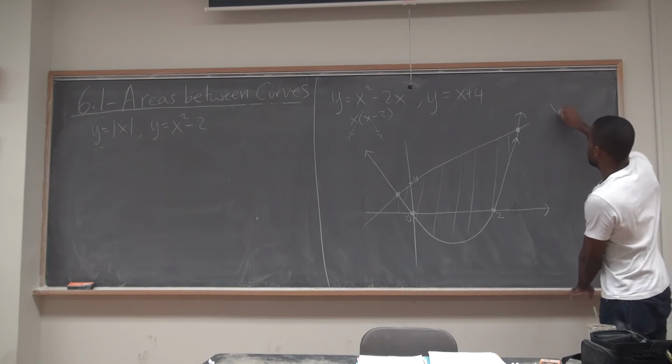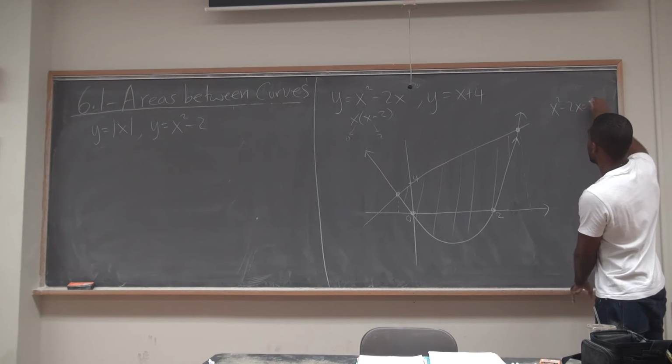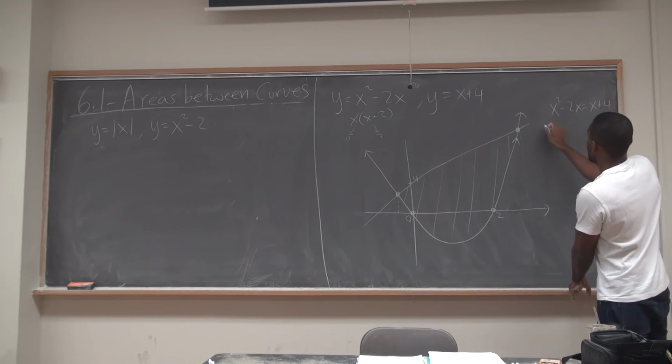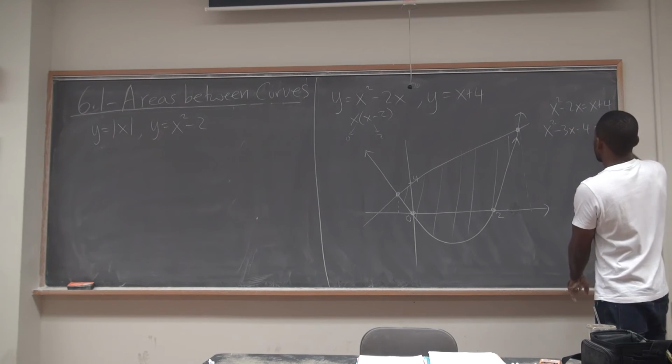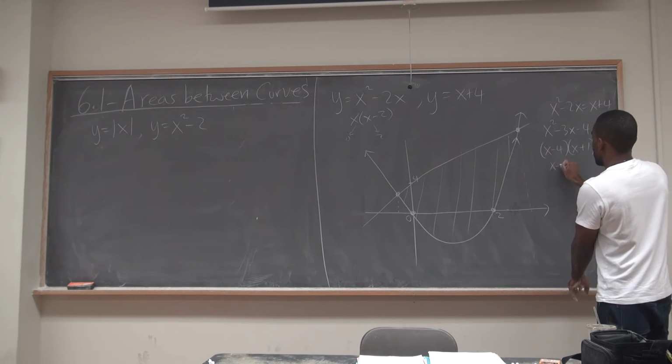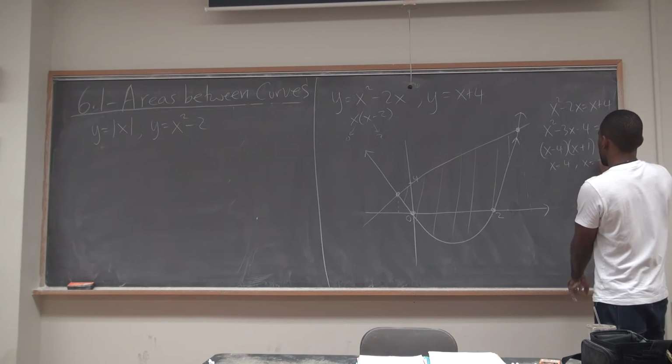So you're going to have x squared minus 2x equals x plus 4. That's going to give you x squared minus 3x minus 4. You factor that: negative 4 and 1. So yeah, x is 4, x is minus 1.